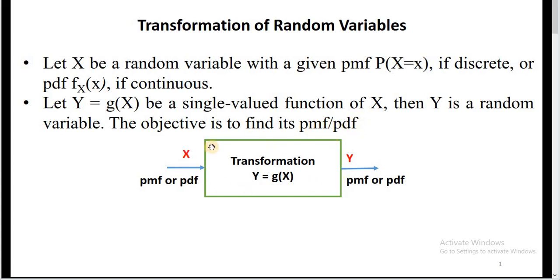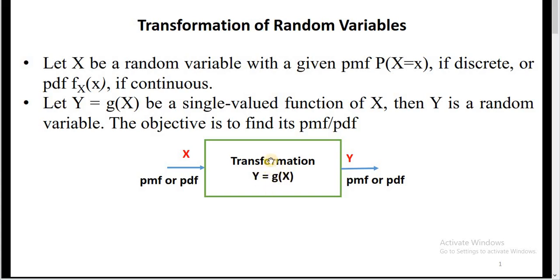So this is the setup of the problem. X is a random variable. X could be discrete or it could be continuous. So it's fully characterized in terms of its probability mass function or its probability density function. The random variable x undergoes a transformation y equal g of x. Now, x is a random variable, and a function of a random variable is also a random variable.